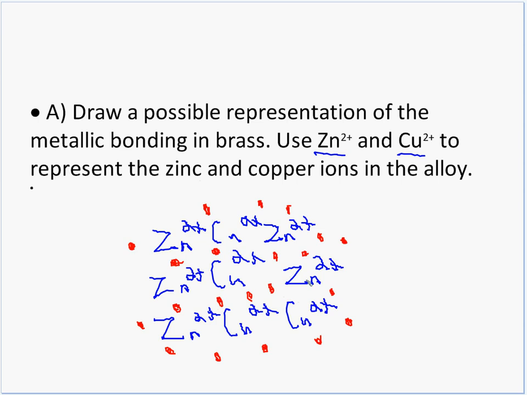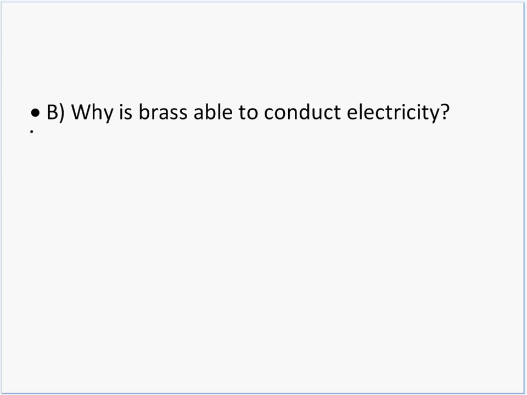Now, if you had different numbers of copper and zinc, or if you had them slightly less structured, that actually might be better. That's fine. Just the core aspect is you need some zinc, some copper, and then you need electrons around.